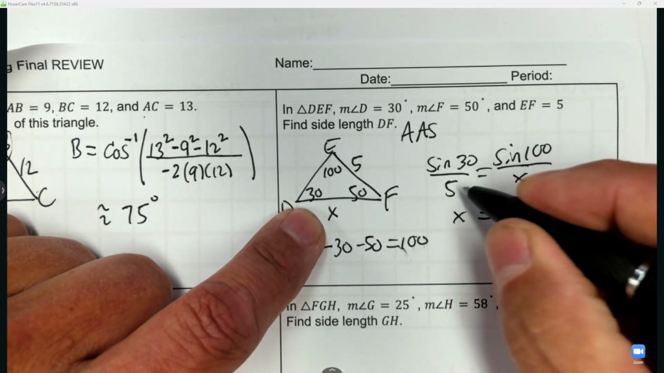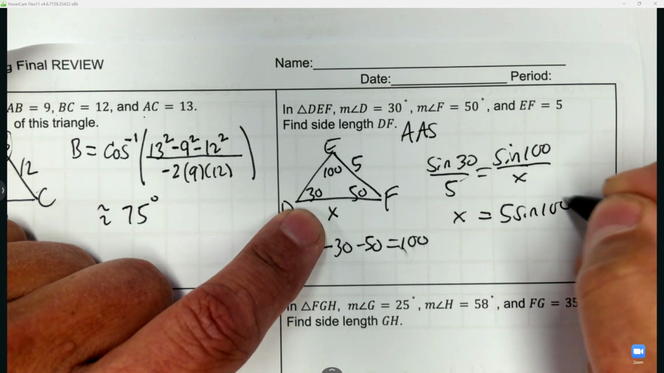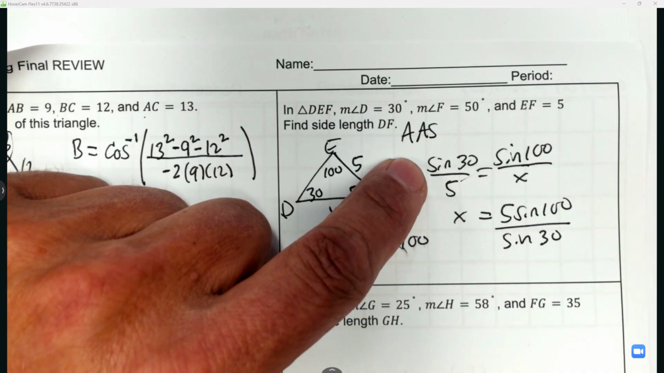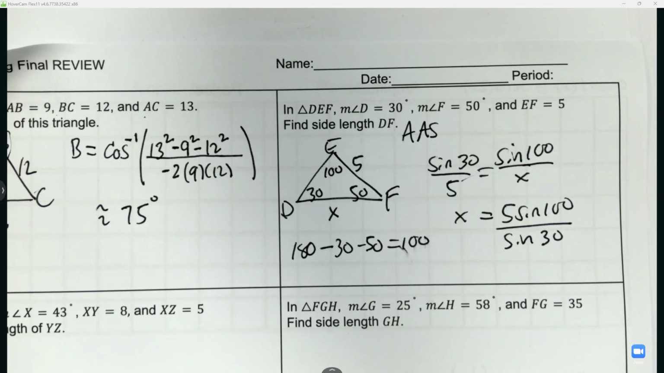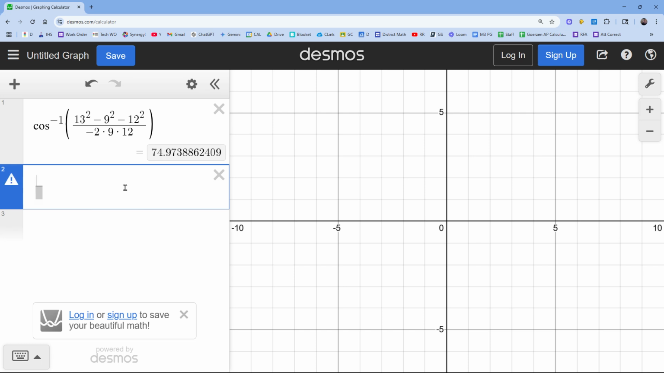To get x by itself, we're going to multiply. So I'm going to go 5 times sine 100. And then I'm going to divide to get x by itself. And that's what I'm going to type into Desmos. So again, if you need to press pause and type or follow what I'm doing, here's Desmos again. And again, I'm going to start with a fraction. I'm going to go 5 sine 100. And then in the denominator is sine 30. I'm going to round that to 9.8.